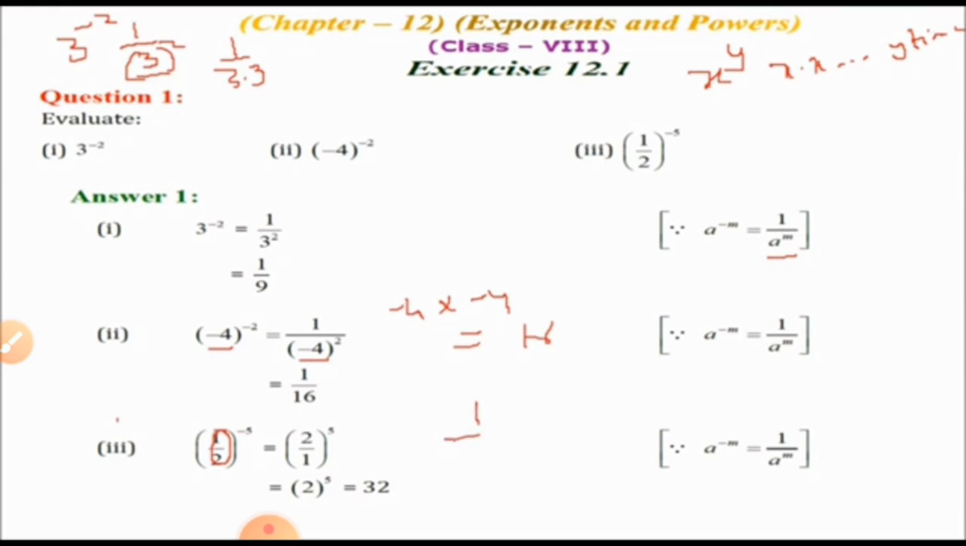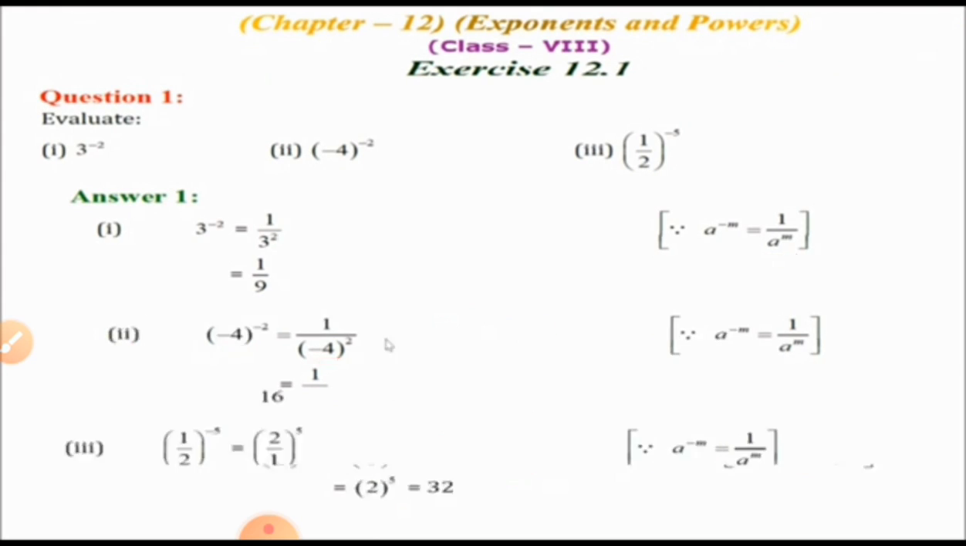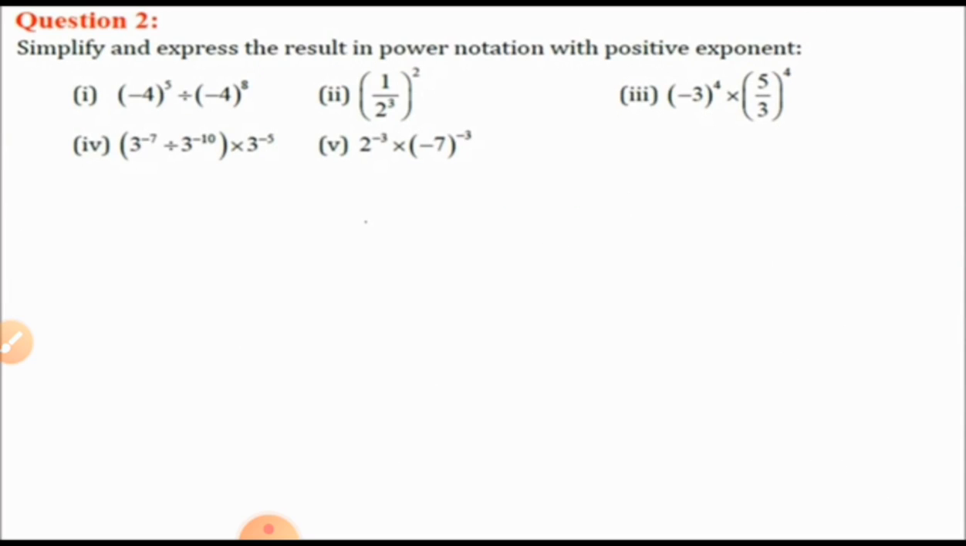Third one: 1 upon 2 raised to minus 5. What to do here? Nothing, just make 1 upon 2 into 2 upon 1, vice versa. Correct. And 2 into 2 into 2 into 2 into 2, 5 times, will give you 32.